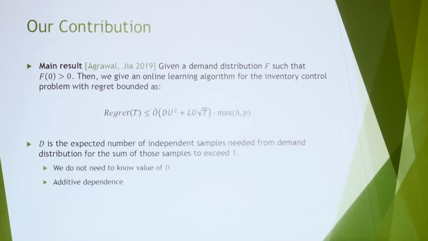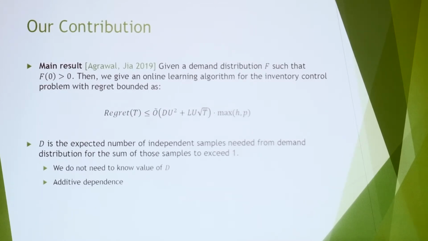And here, D you can think of as sort of like the diameter of the MDP I presented in the D root SAT bound I presented earlier, if you're familiar with that. But otherwise, you can think of D as the expected number of time steps to decrease your inventory level.